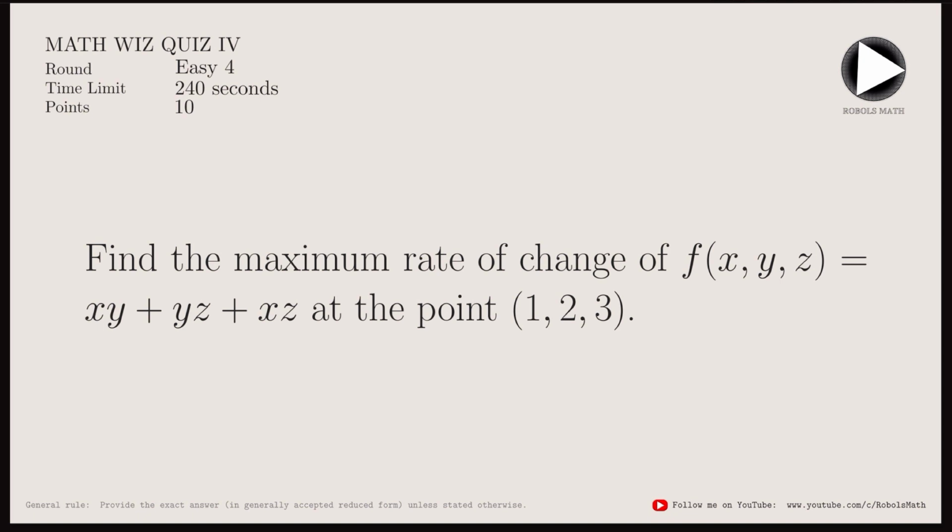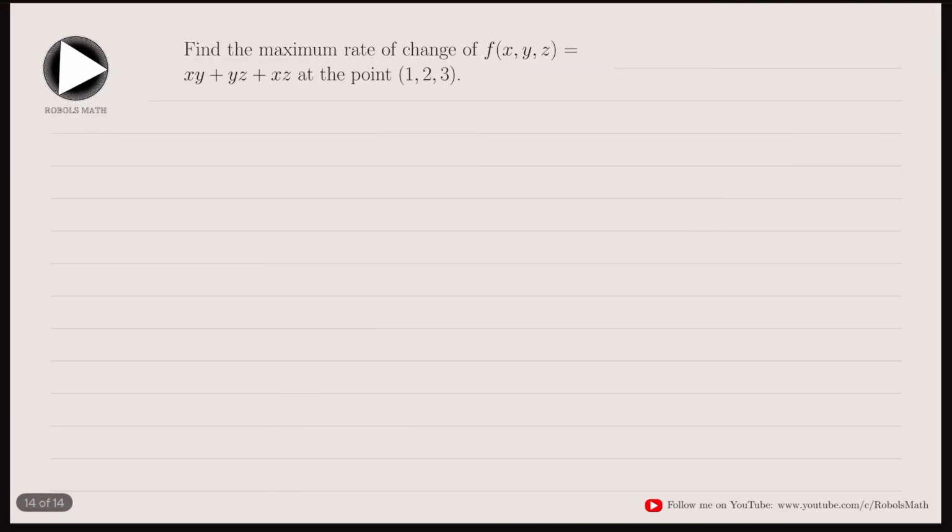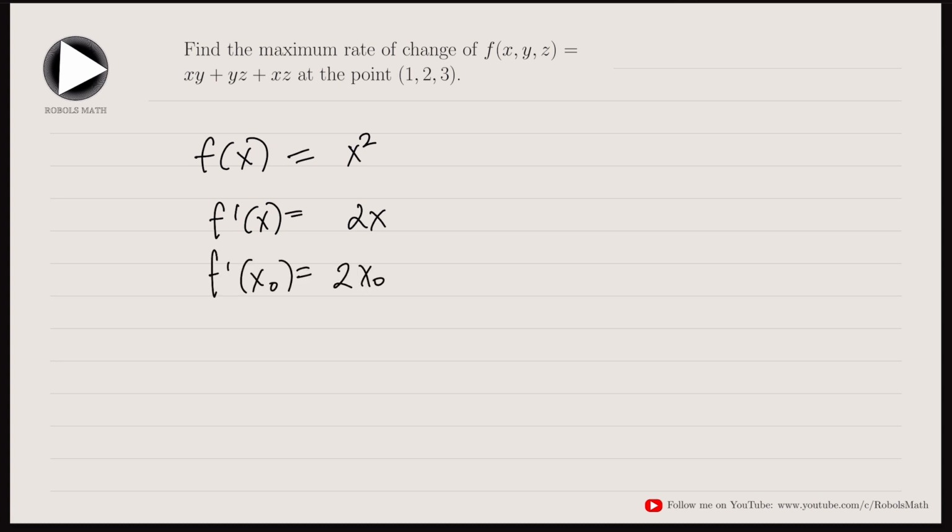So before we discuss the actual solution for the problem, let's first discuss what the rate of change is for a function. Now, for a single variable function, let's say f of x equals x squared, we know that the derivative gives you the rate of change of the function. So f prime of x equal to 2x gives you the rate of change of the function at any point, let's say x naught.